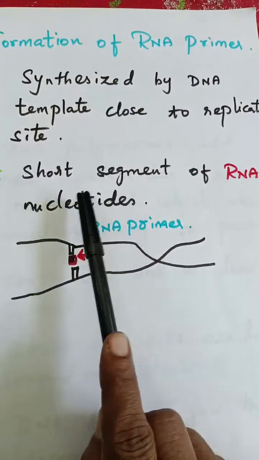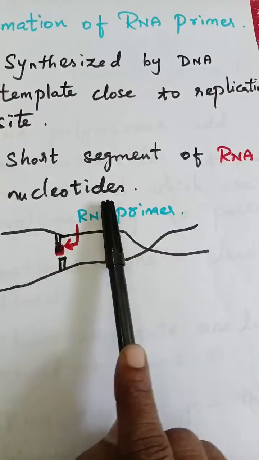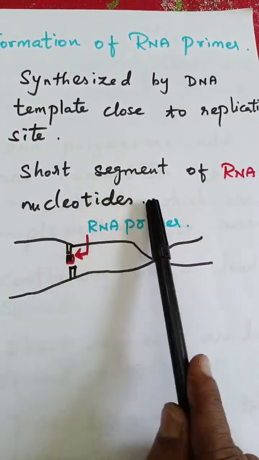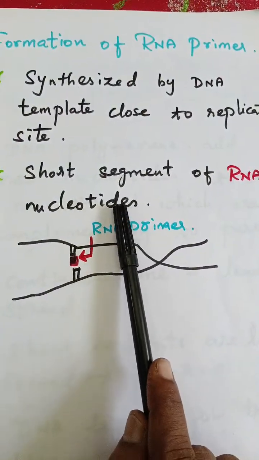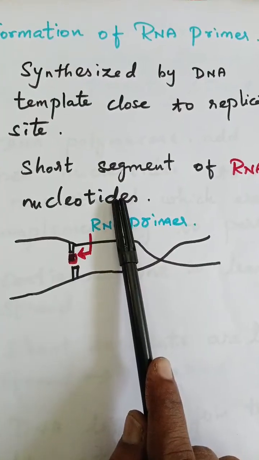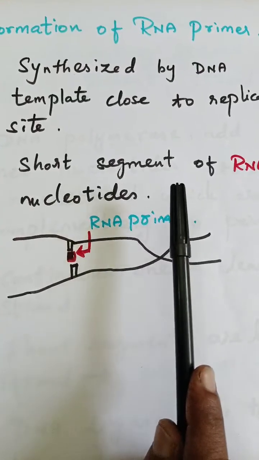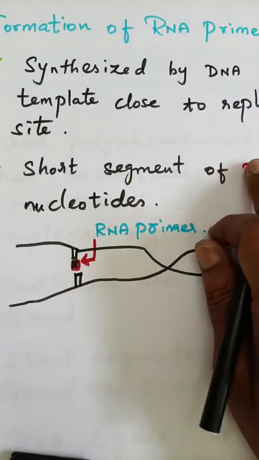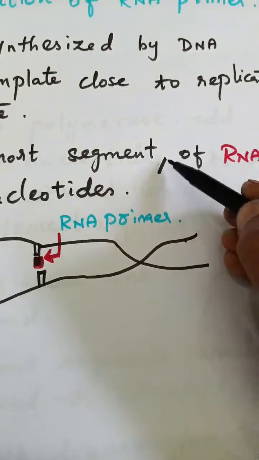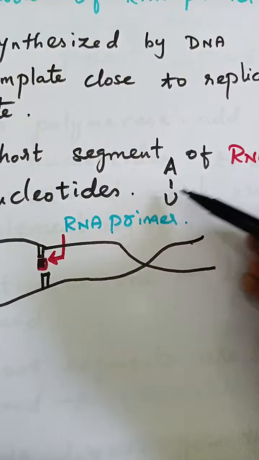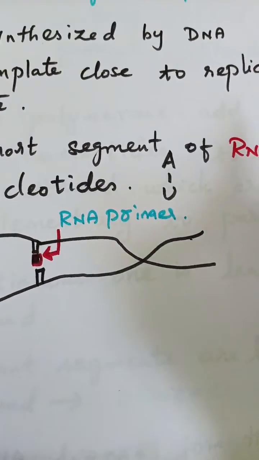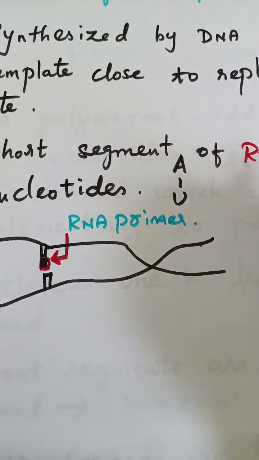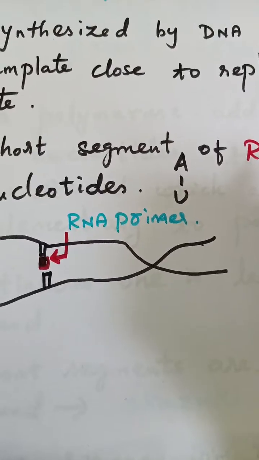The next is the short segment of RNA nucleotides. The RNA primers are nothing but short segments of nucleotides. In that, what is the difference? In DNA, adenine will form a hydrogen bond with thymine, whereas in RNA, adenine will form a bond with uracil. So that's the difference between DNA and RNA. You will learn these things in your higher classes.